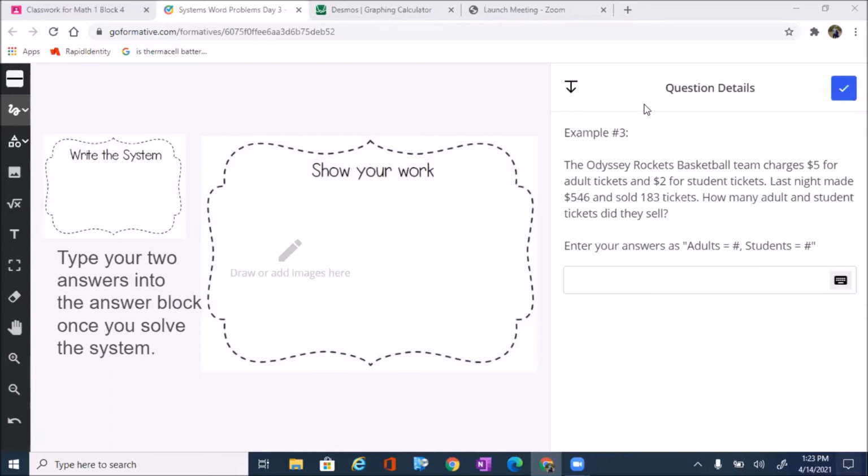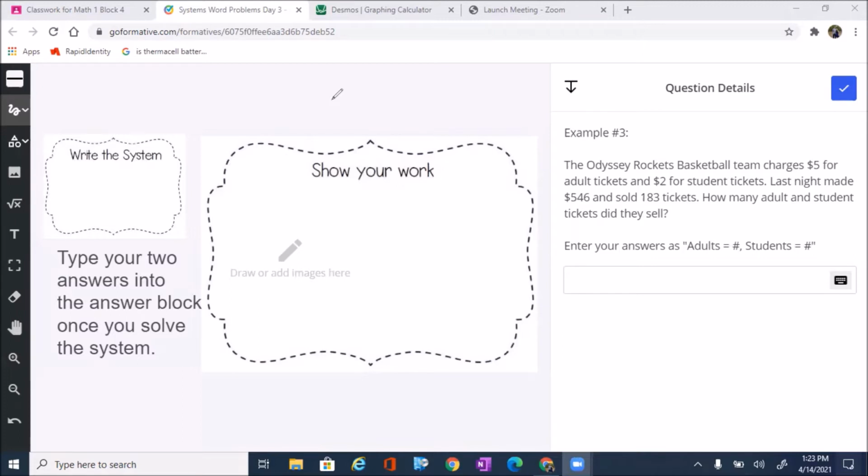Now, this one becomes a little bit more complicated because they don't put the information all into separate lines. You actually have to take individual lines and mix them with other sentences in there to get your two equations.